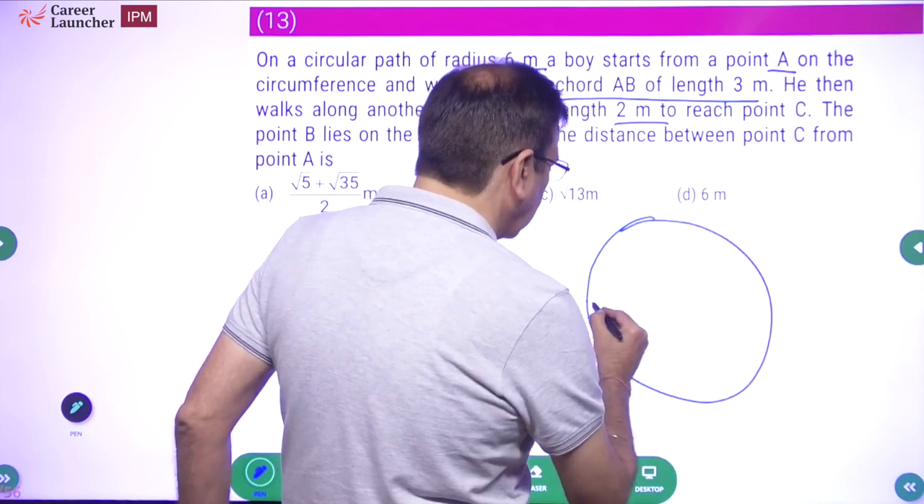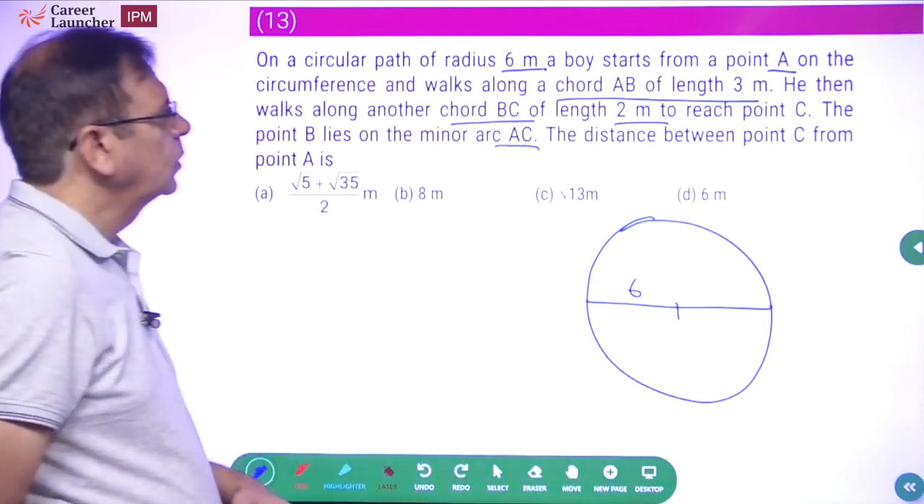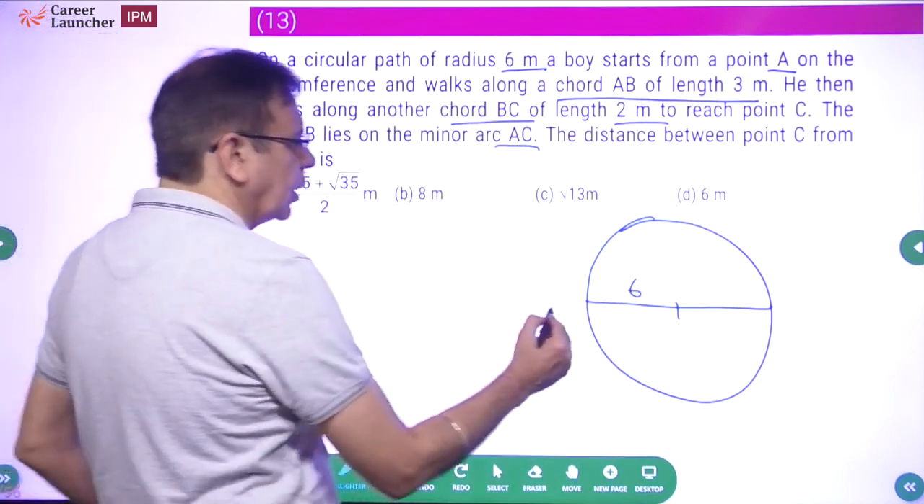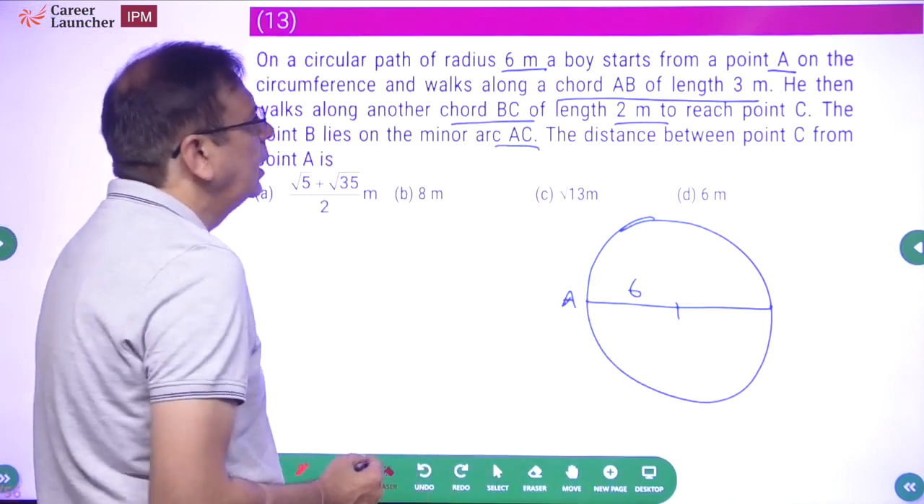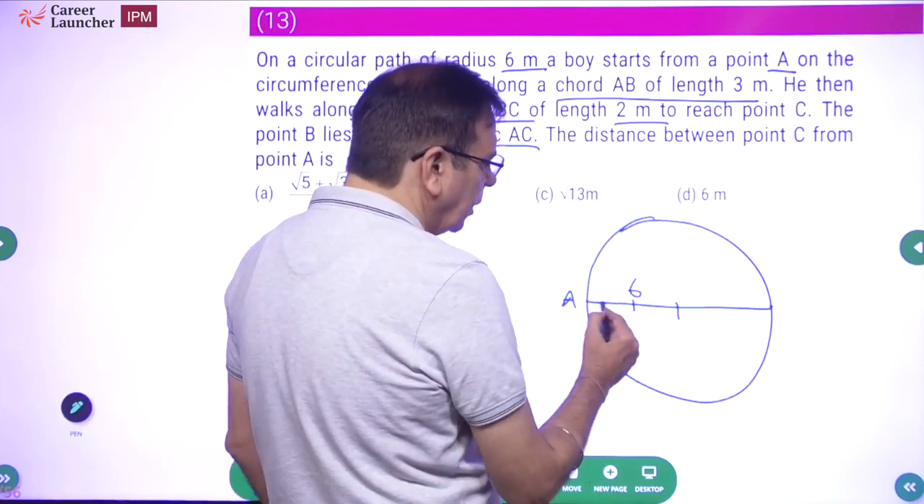Okay, this is a slightly better looking circle. Radius is 6 meters. Boy starts from point A on the circumference. This is point A, let me assume, and walks along chord AB of length 3. If this is 6, this should be 3.